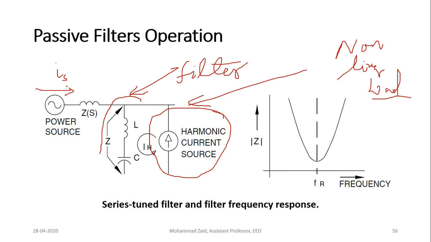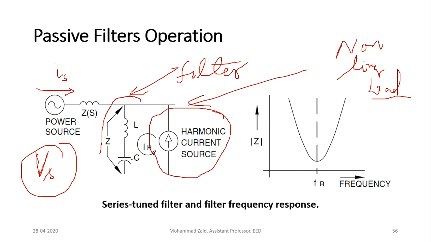We want that the harmonic current on the load side should not go into the source side, because then the source current will be distorted and ultimately the source voltage Vs can be distorted. So we want that both of these things should not happen, that Vs and Is should not be distorted. That means this harmonic current should get a path here.